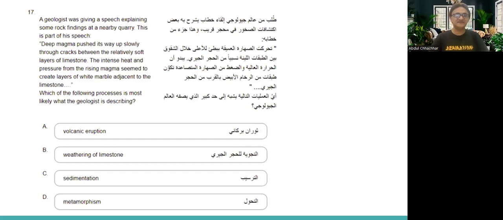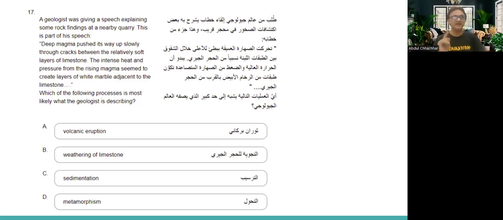Now, the second question talks about a geologist giving a speech explaining some rock finding nearby. So this is talking about rock. As I mentioned, the keywords are most important. When you read the question, think about what the keywords are and then relate these keywords to your study domain. When I read rock, what comes to my mind is rock formation, types of rocks, how this process works. So I narrow the information, and then I choose the correct answer, or I remove the wrong answers first before going to the correct answer. This is the second strategy.